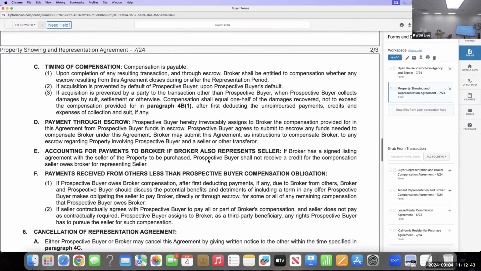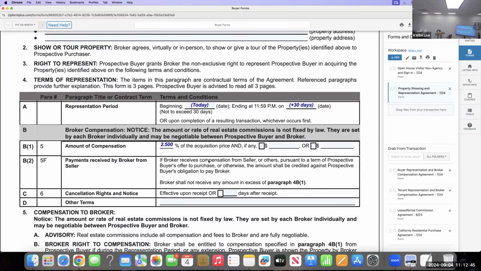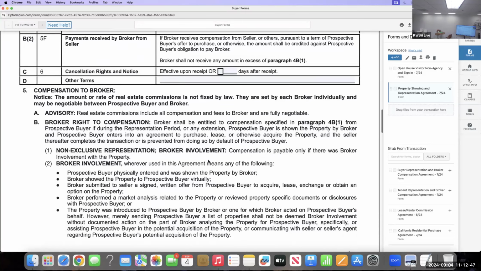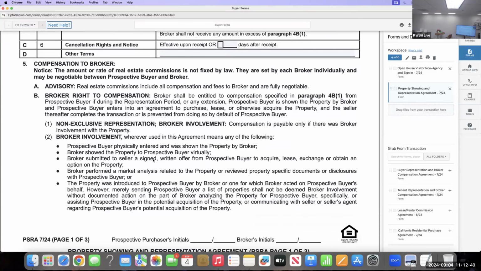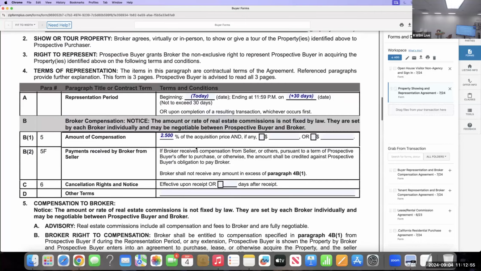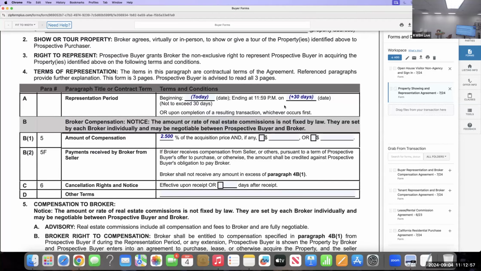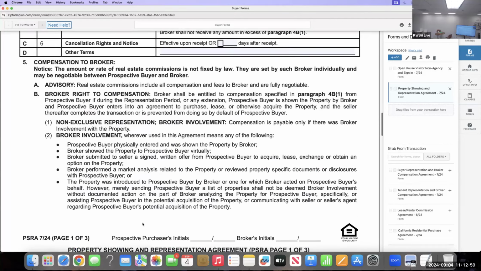Because this is not exclusive, they can actually go with their own agent, let's say, as long as you didn't have any broker involvement. Yes. Once you do the broker involvement part, they owe you a commission, technically. But if this expires and then they write their offer with someone else, this broker involvement part doesn't matter.